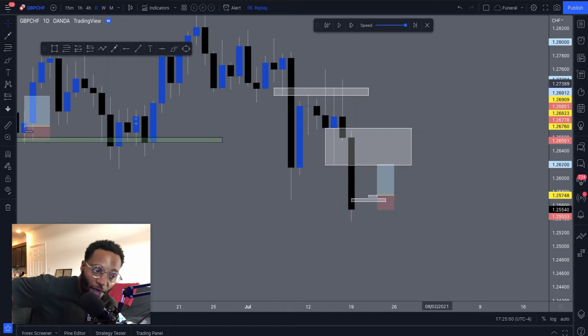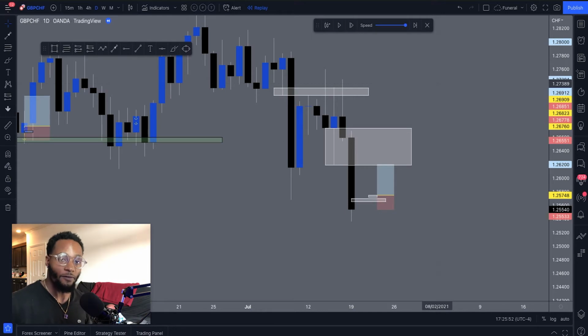Now, once we do get that, what do we need to wait for? We need to wait for the big market participants, so the market makers and the hedge funds, to go ahead and indicate that they are ready for the retracement, because we can't force the retracement to come.